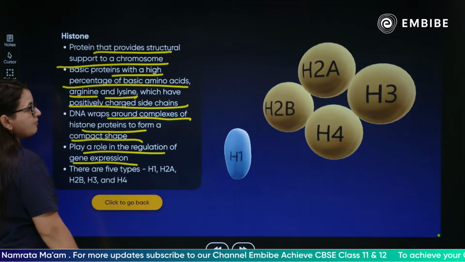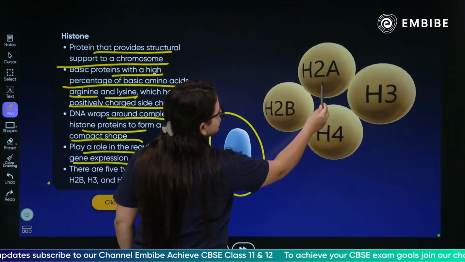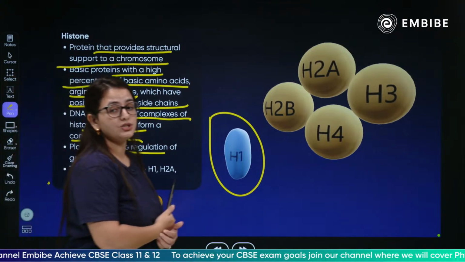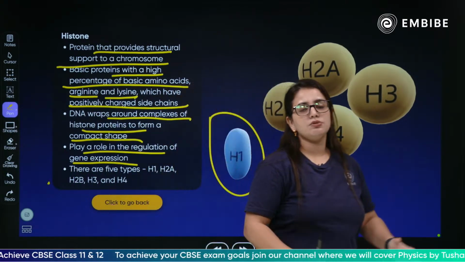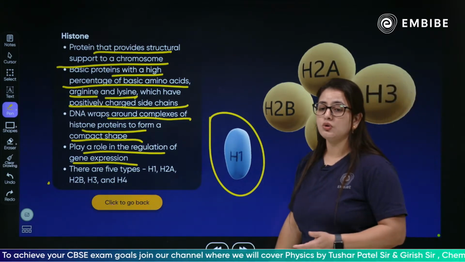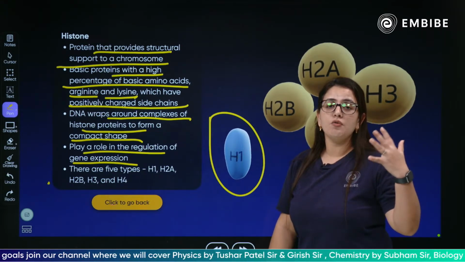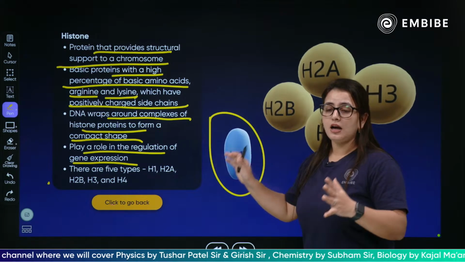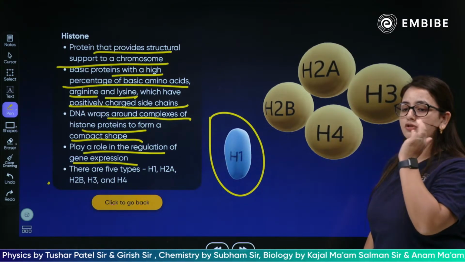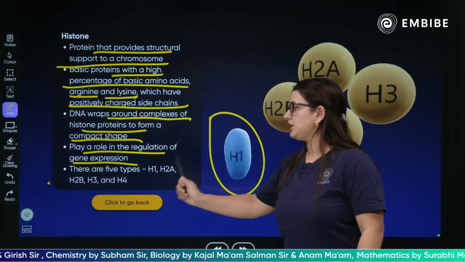Yes, there are 5 types of histone proteins: H1, H2A, H2B, H3, H4. Okay, you have to remember this, children. This chapter is absolutely important from your board examination point of view, and your NEET examination point of view, if you ever want to give your NEET examination. But coming forward, we're talking about the board examination only. So these are the 5 types of histone proteins: H1, H2A, H2B, H3 and H4.